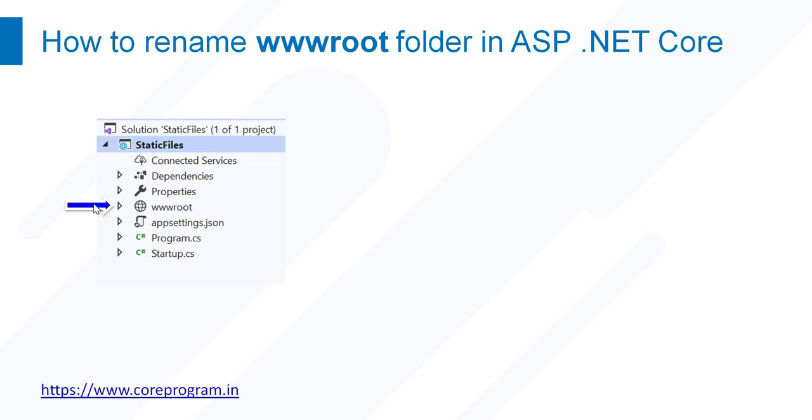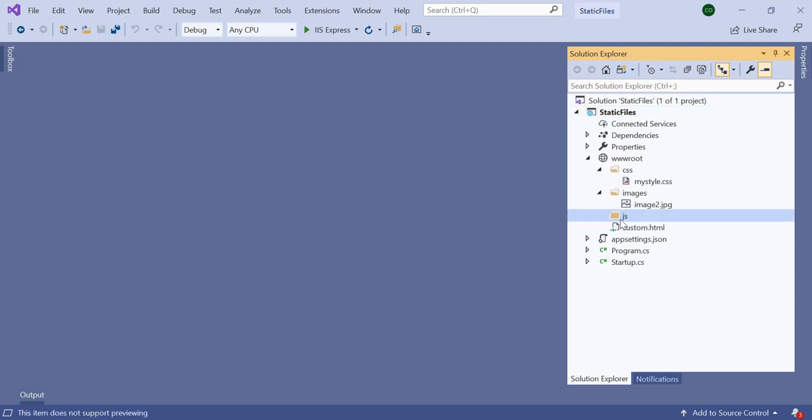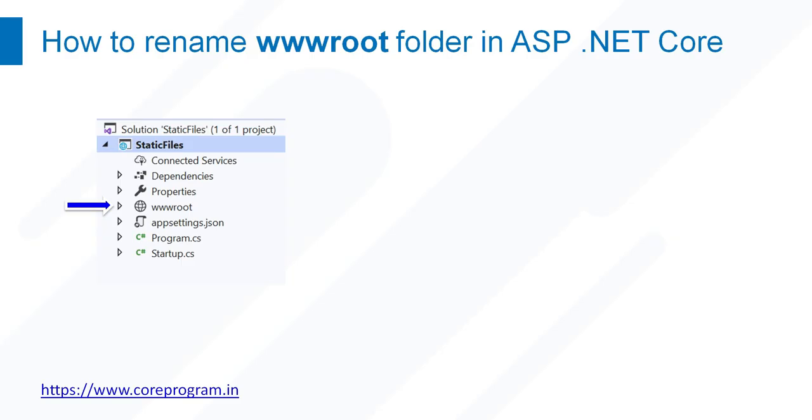By default, the wwwroot folder in the ASP.NET Core application is treated as the web root folder. Inside the wwwroot folder, the static files are recommended to be stored in different folders, like images in the images folder, CSS in the CSS folder, and any JavaScript or JS file in the JS folder. You can access the static file with the base URL and the file name. For example, to access an image inside the wwwroot folder, the URL should be http://localhost, then your port number, then the folder name images, then image1.png.